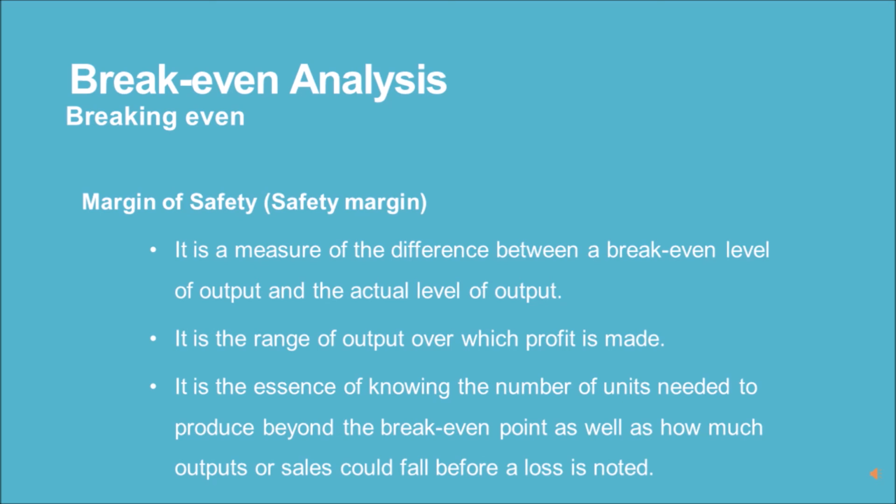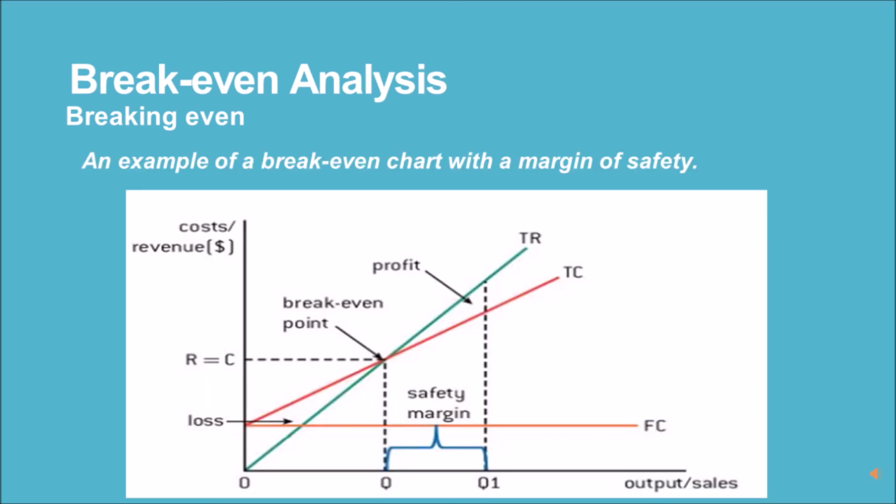It is a measure of the difference between a break-even level of output and the actual level of output. It is the range of output over which profit is made. It is the essence of knowing the number of units needed to produce beyond the break-even point as well as how much output or sales could fall before a loss is noted. An example of a break-even chart with a margin of safety.